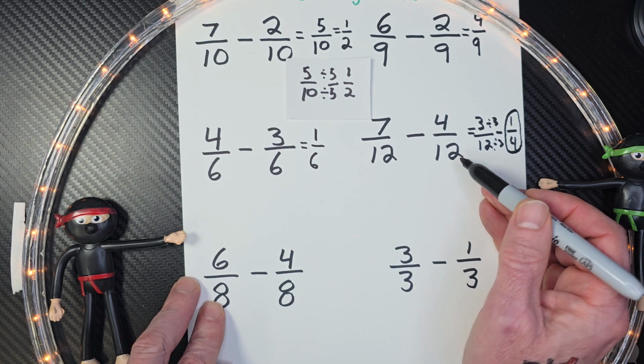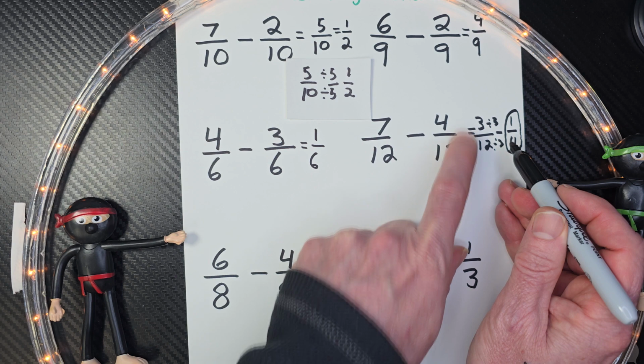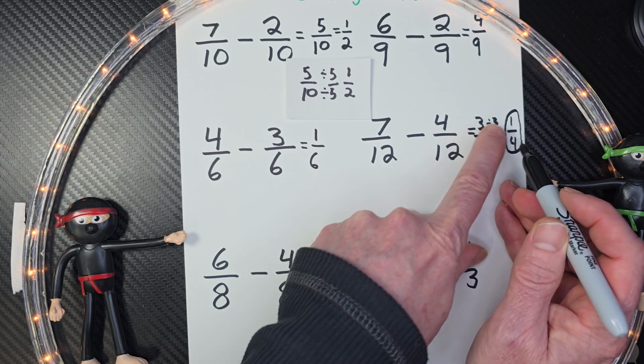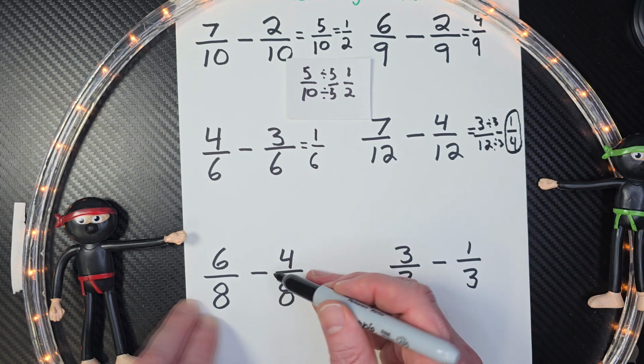All right, let's go on. So you're going to become experts as time goes on. But again, 3/12 would be acceptable, but this is the simplified answer. All right, my math ninjas.